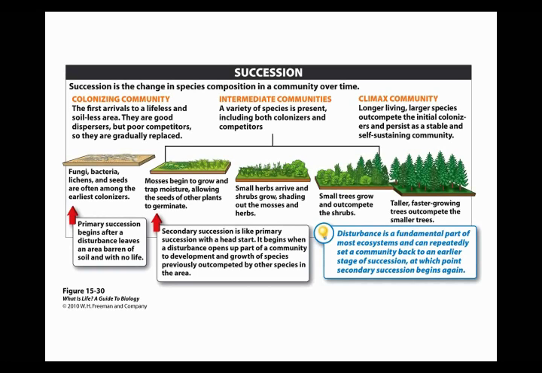This is called secondary succession, where we have communities that are starting to develop and may eventually start to support animal species. And in a climax community, we have small trees that initially grow, and eventually the larger hardwood trees are going to be in the area for a longer period of time and become a self-sustaining community.